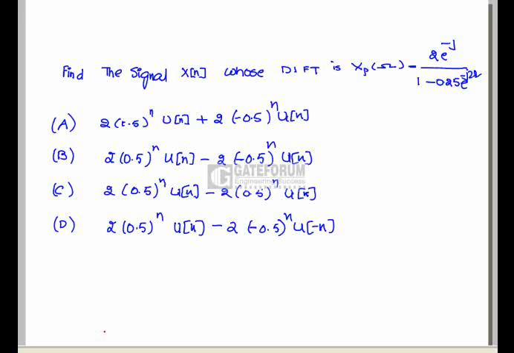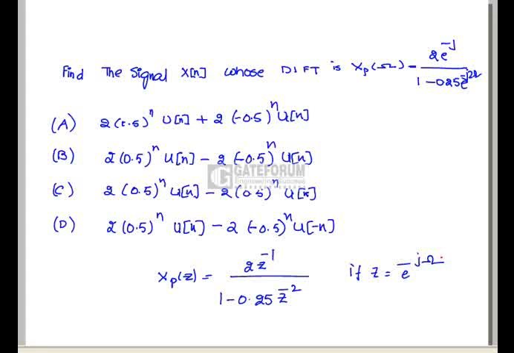The question is, find the signal x of n whose DTFT is X(omega) equals 2e^(-j omega) divided by 1 minus 0.25e^(-j2 omega). Here we can write the z-transform of X(omega) as below. X(z) equals 2z^(-1) divided by 1 minus 0.25z^(-2), if z equals e^(j omega).